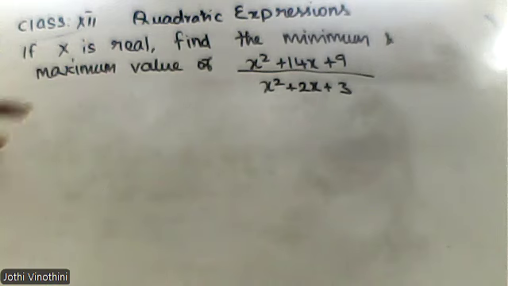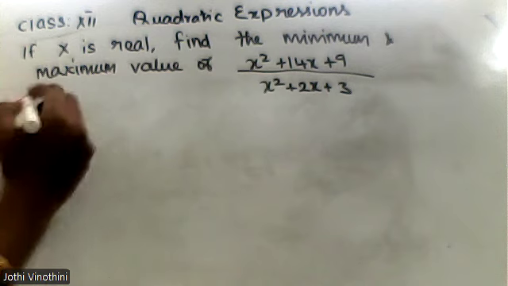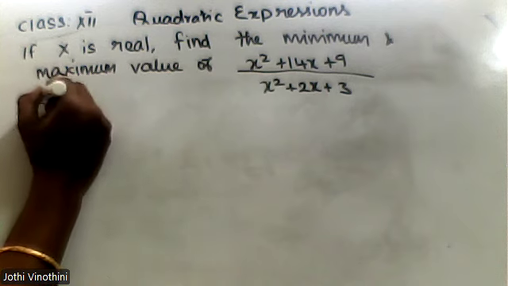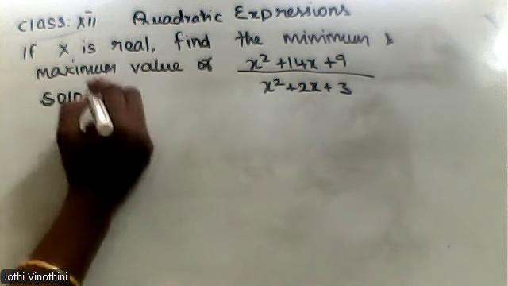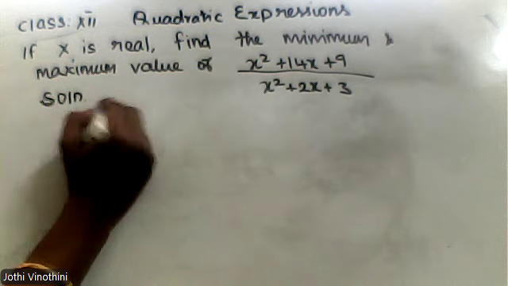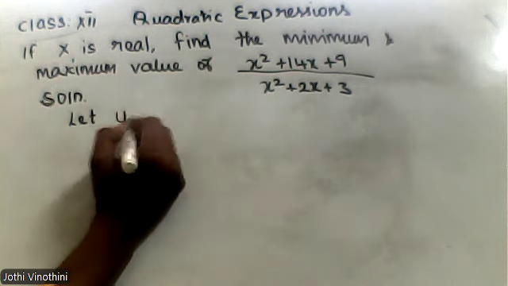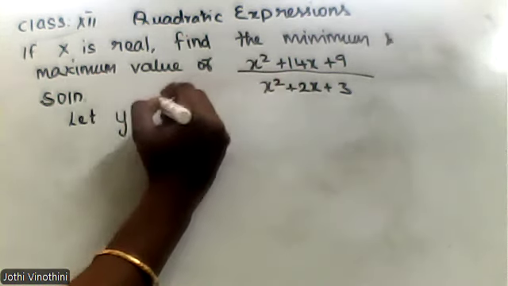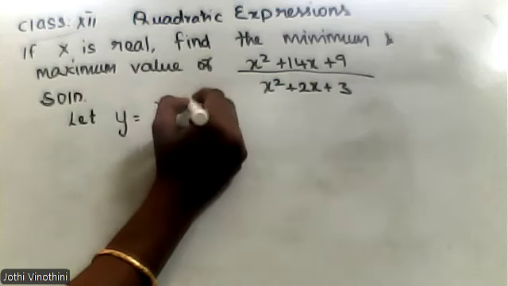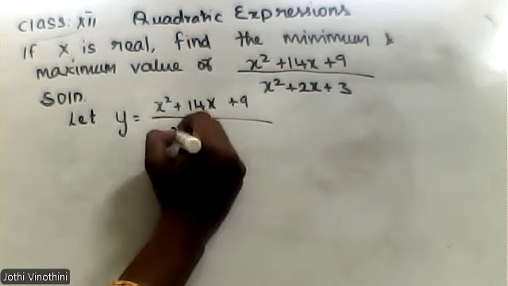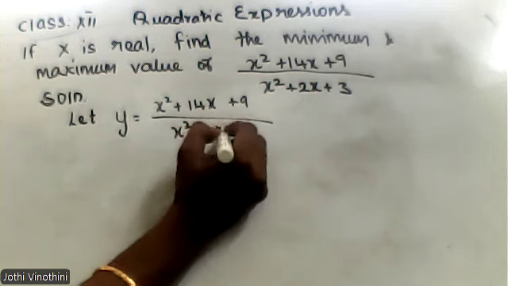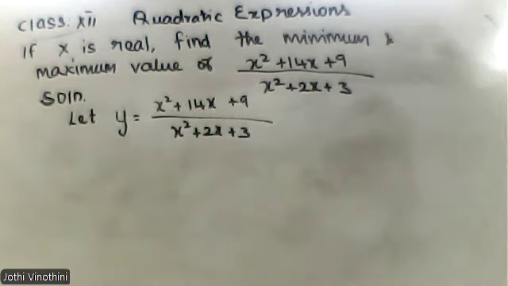And they also said that the given x is real. Shall we start to solve? Solution. To solve this, I am going to let y equal the given expression: x squared plus 14x plus 9 divided by x squared plus 2x plus 3. Right?